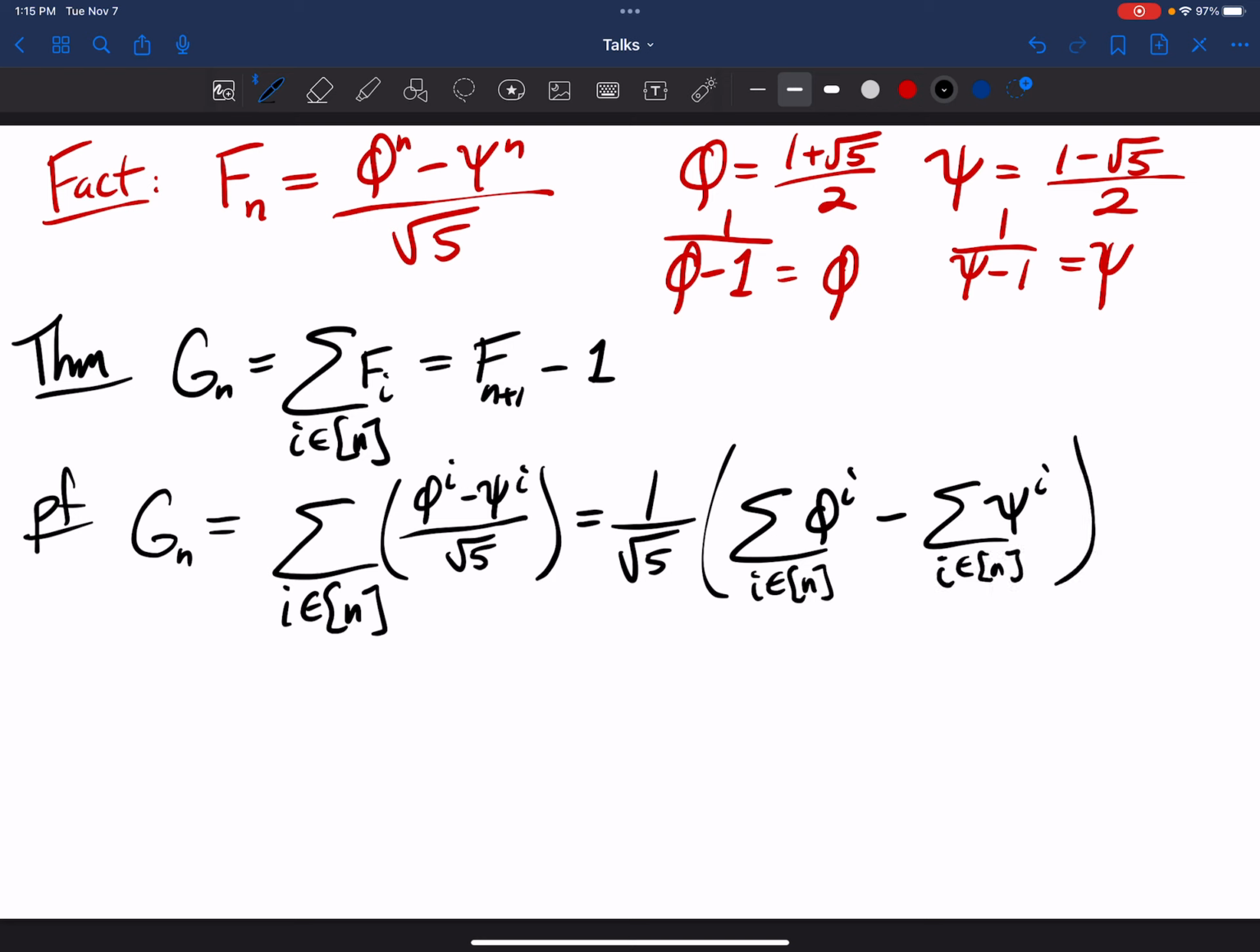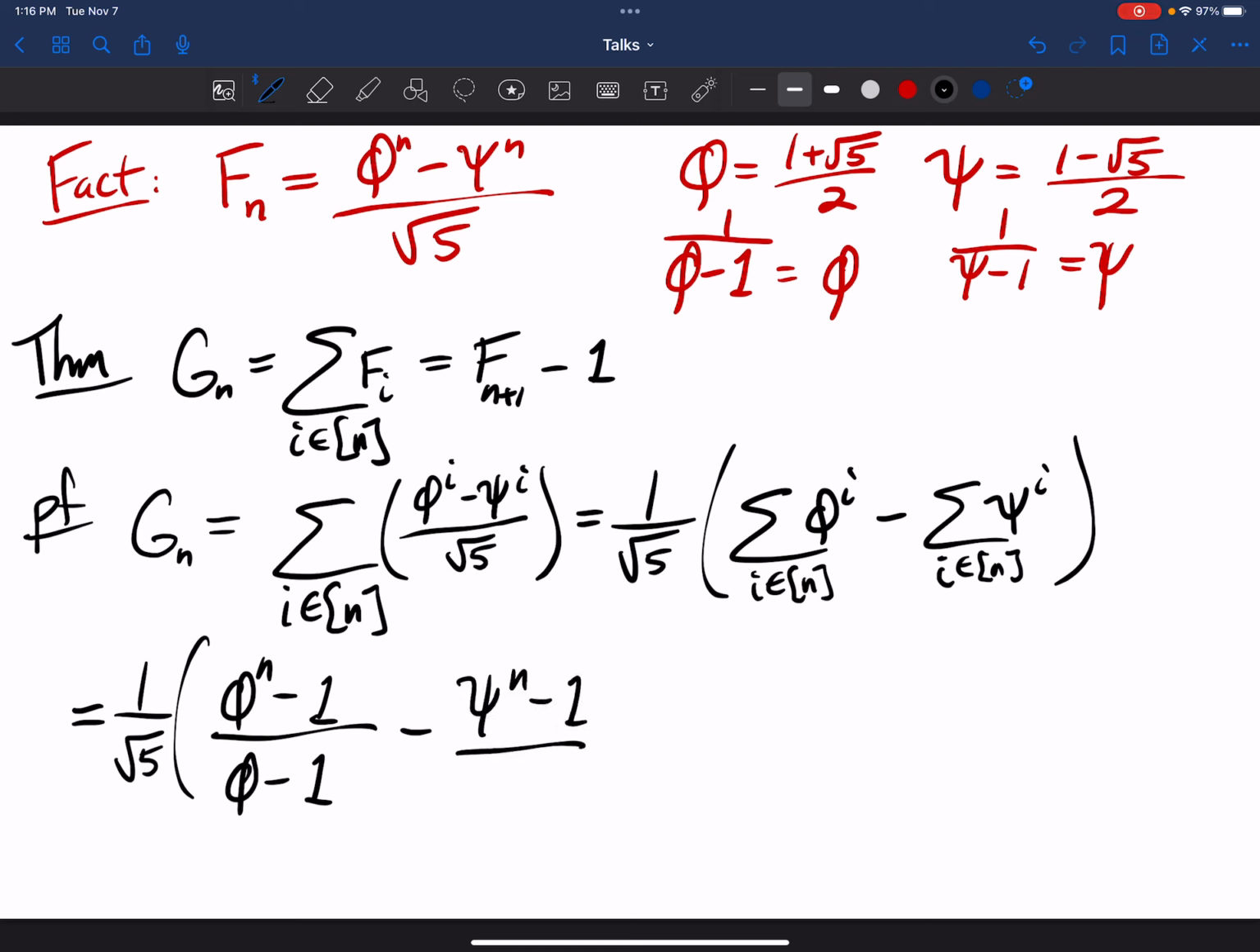And the reason this gets us some progress is that we should know what to do with these, because these are just geometric series, and there's a closed form for any geometric series. It's equal to the following. This will be phi to the n minus 1 over phi minus 1, and that'll be minus psi to the n minus 1 over psi minus 1.